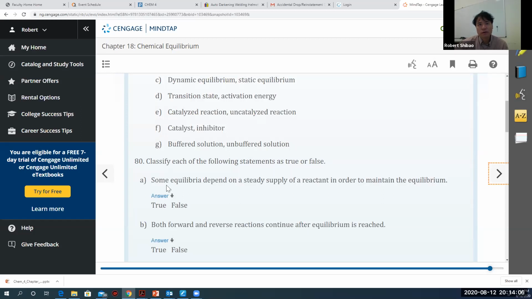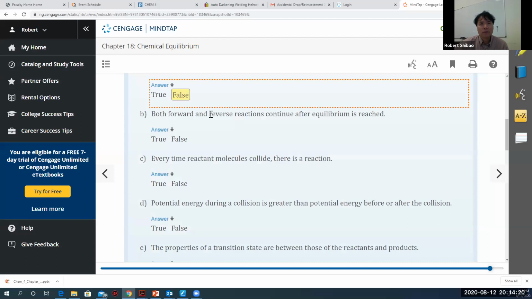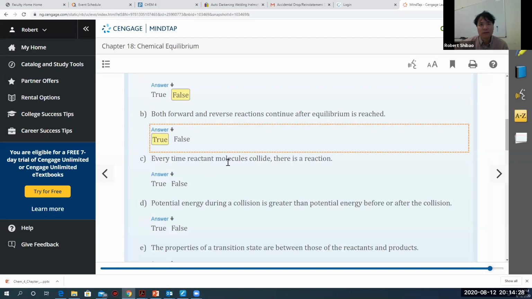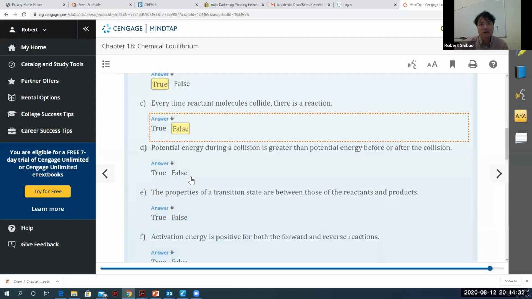True or false? Some equilibria depend on a steady supply of reactant. That's false. Everything's fixed and nothing's changing, so this is false. Both forward and reverse reactions continue after equilibrium is reached. Yes, that's true. This is the dynamic part of equilibrium. Every time reactant molecules collide, there's a reaction. That's false. We need energy and orientation.